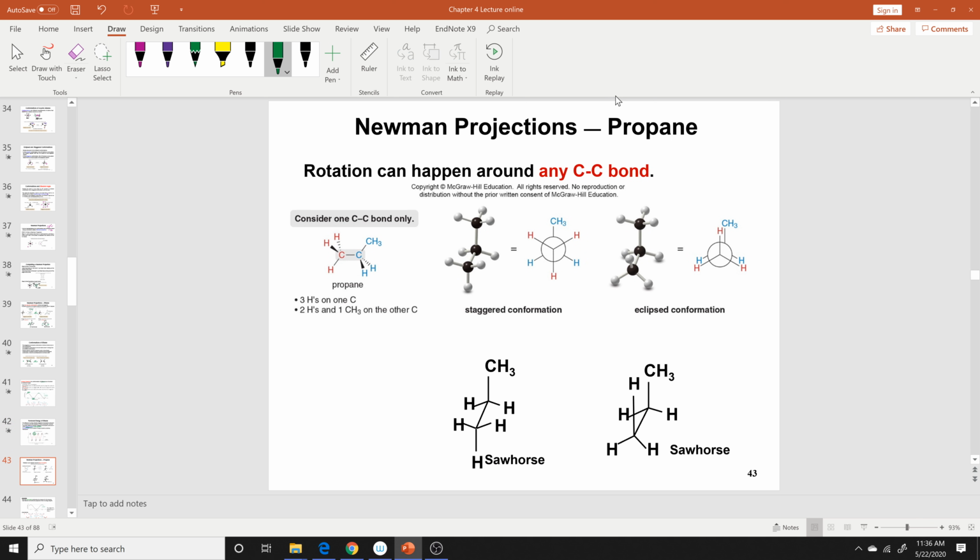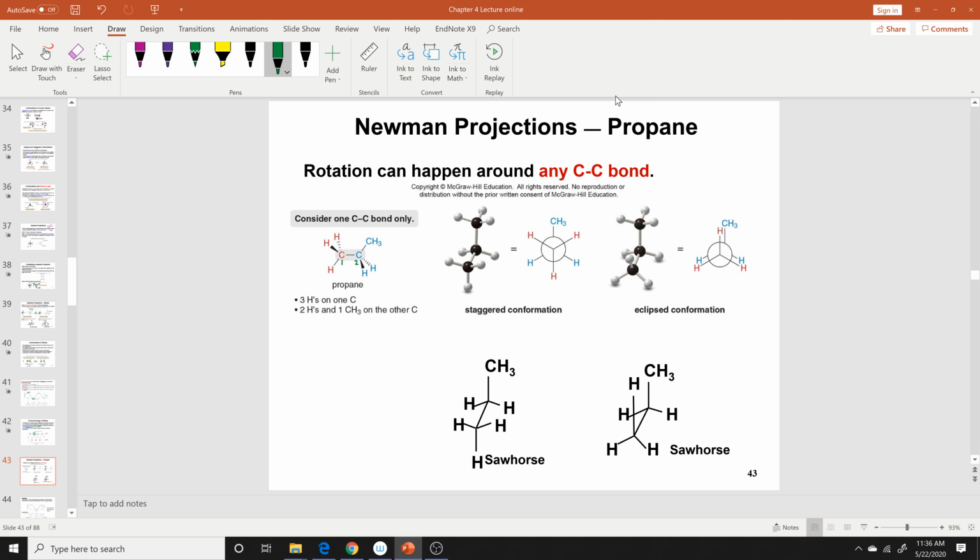Now for propane. For propane, we have a chain of 3 carbons. And as I mentioned, I need to specify exactly which carbon-carbon single bond I want you to draw the Newman projection along. So here I am locating this carbon-carbon single bond that I want you to draw the Newman projection around. I'm going to label this carbon 1 and this is carbon number 2.